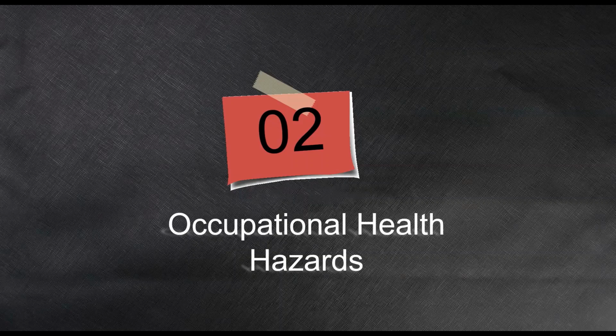Also, class, we really have to identify these hazards so that we can prevent these hazards from happening, so that we can protect the health and life of the different workers. So in the succeeding slides, we will be discussing the different types of occupational health hazards. Let us first start with their definition.